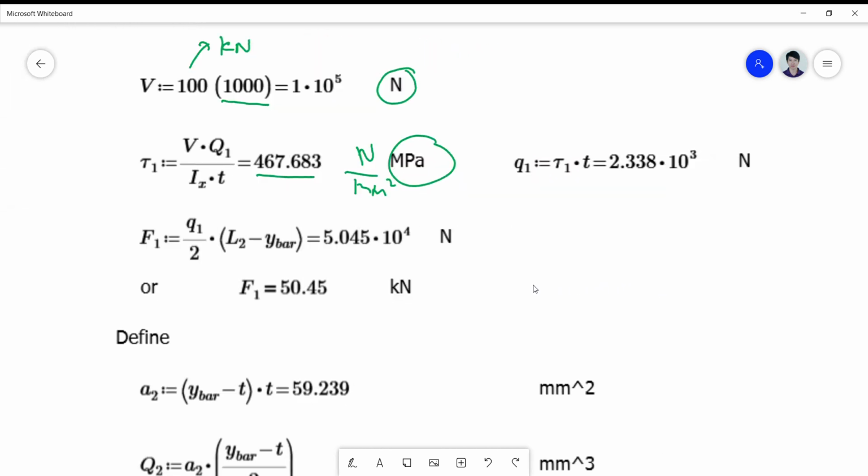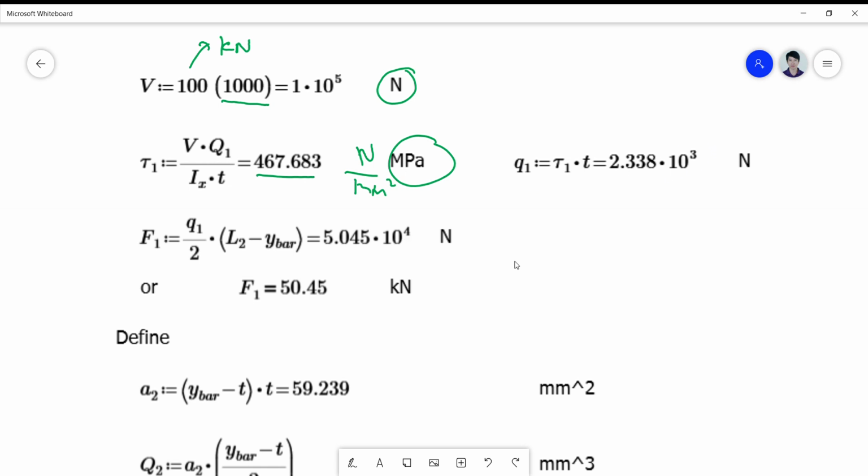So if you have formulated all the given values, it's very easy to come up with computation, especially if we are using computers, no? Kung wala kang computer, you have to compute it using calculators, of course. Then Q1 is simply tau 1 multiplied by T, so you get here a value, and taking the average.